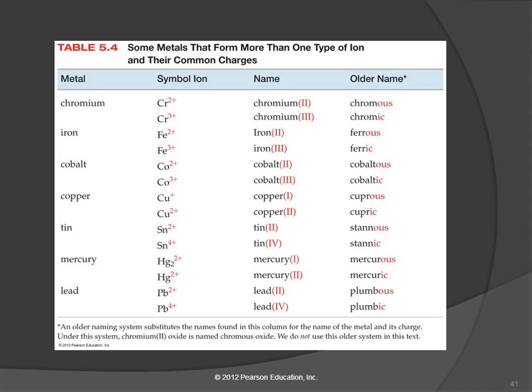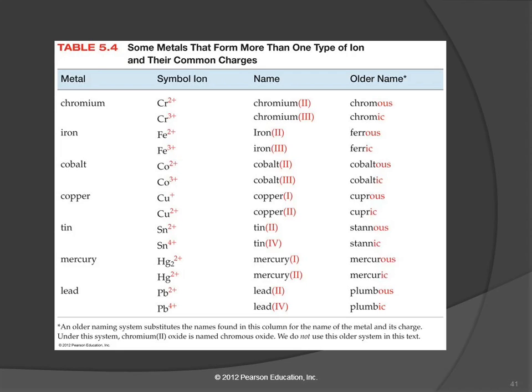These are metals that commonly form more than one type of ion. So we see chromium forms plus 2 and plus 3. And so to name these ions, instead of it just being the name of the element, we have to specify which ion it is. And we do that with the Roman numeral in parentheses after the element's name. So Cr3 plus is chromium with the Roman numeral 3.